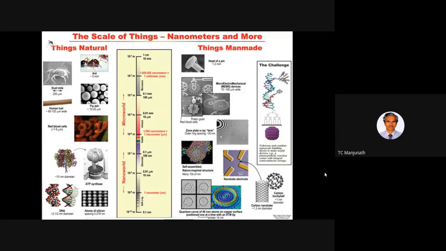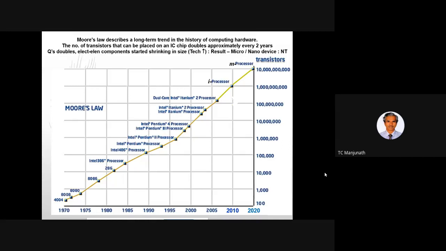Okay. Now, who doesn't know Moore's law? When you come to nanotechnology, the first basic is Moore's law. All the electronic people will know about this. Moore's law describes a long-term trend in the history of computing hardware. It started in the 1900s. Gordon Moore is the scientist who devised this law. It says that the number of transistors that can be placed on an integrated chip doubles approximately every 2 years. So the transistor density doubles, and the electronic and electrical components started shrinking in size, as a result of which the technology developed.